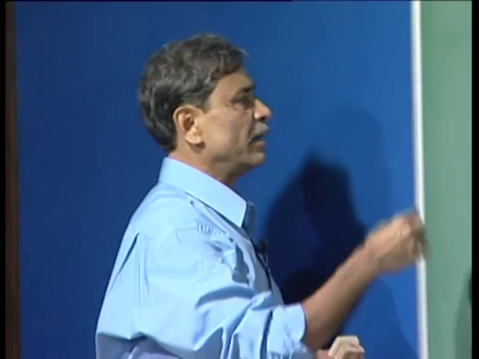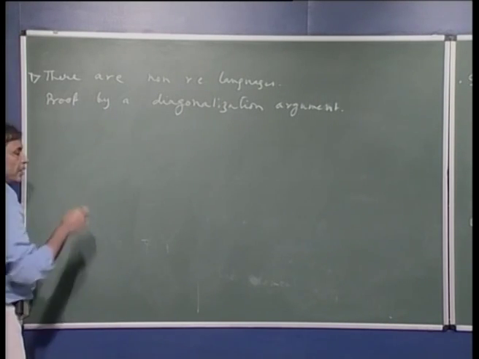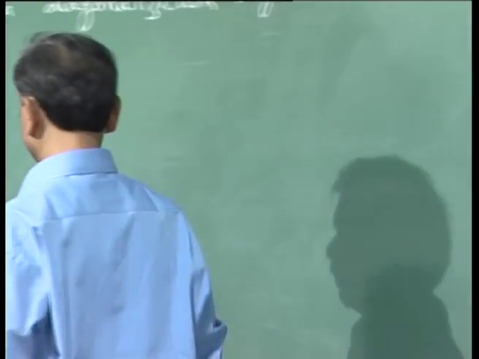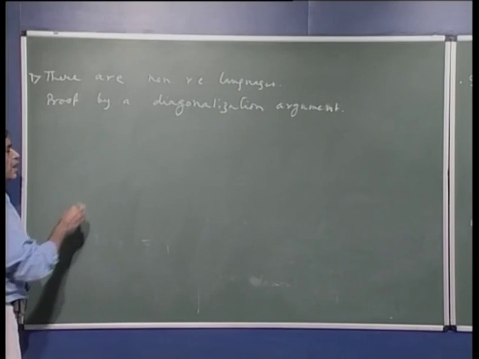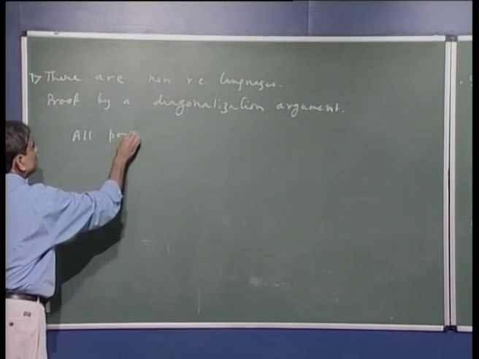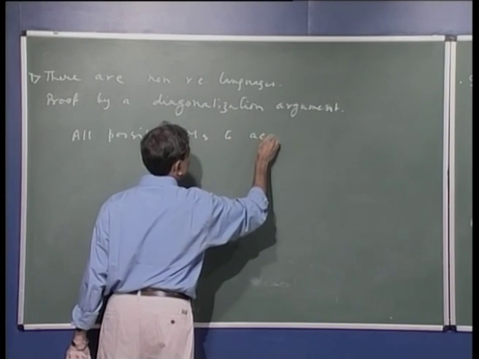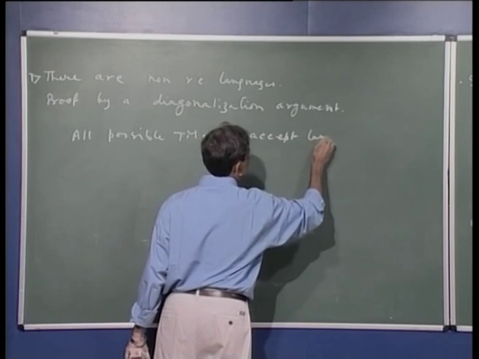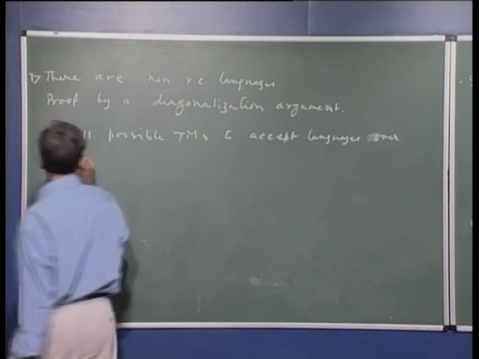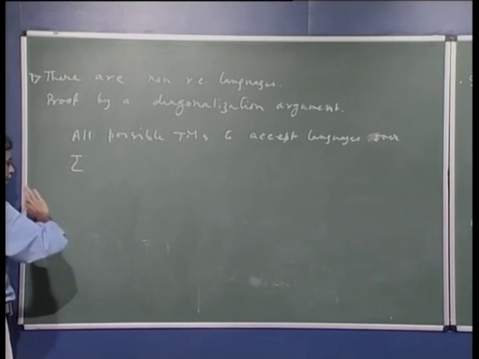First of all, our case is simpler than the previous one in the sense that here the class of Turing machines will be enumerable. What I mean by that is I can line up all possible Turing machines to accept languages over sigma.